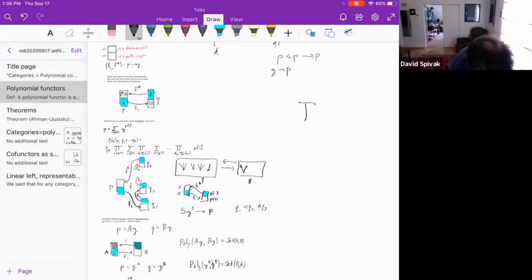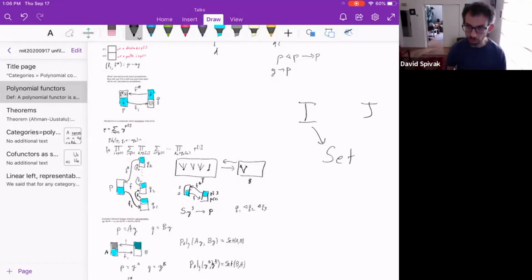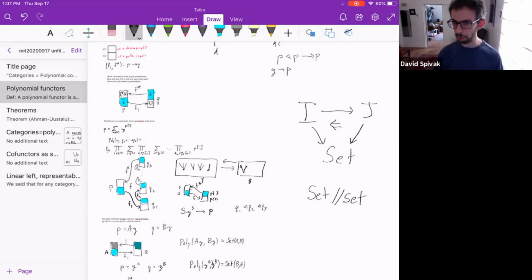So the objects, I think so. An object you can think of as a map from I to set. That's a polynomial. I is the positions, and for every position you get a set of directions. And a map from one polynomial to another is this sort of thing. So you could call it like set slice over set or something. I don't know how people would denote this, but some kind of oplax slicey thing. And I think this may be the free product completion of set, but I don't know.